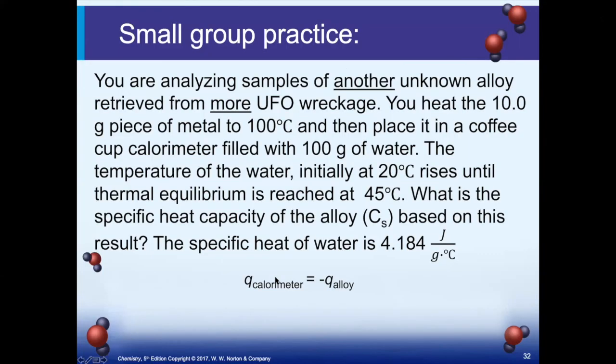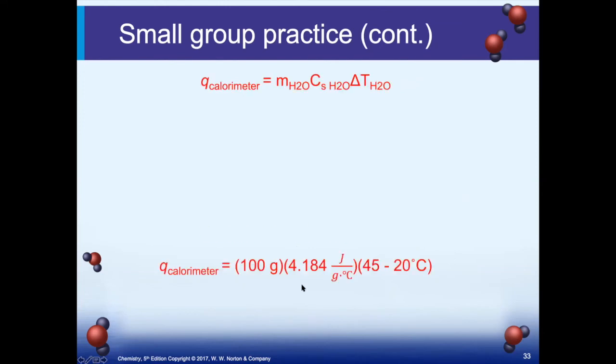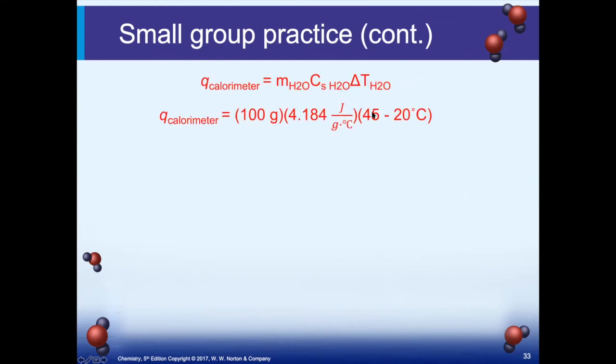It's done exactly the same way that I did the example. So you're going to use what's happening in the water to determine a property of the alloy. And so the first thing to do is calculate the amount of heat that's transferred to the calorimeter, knowing the mass of the water, the specific heat of water, and the change in temperature of the water. Okay, so you plug in those numbers, 100 grams, 4.184. In this case, 45 was the final temperature. The initial temperature of the water was 20. So you get 10,460 joules.